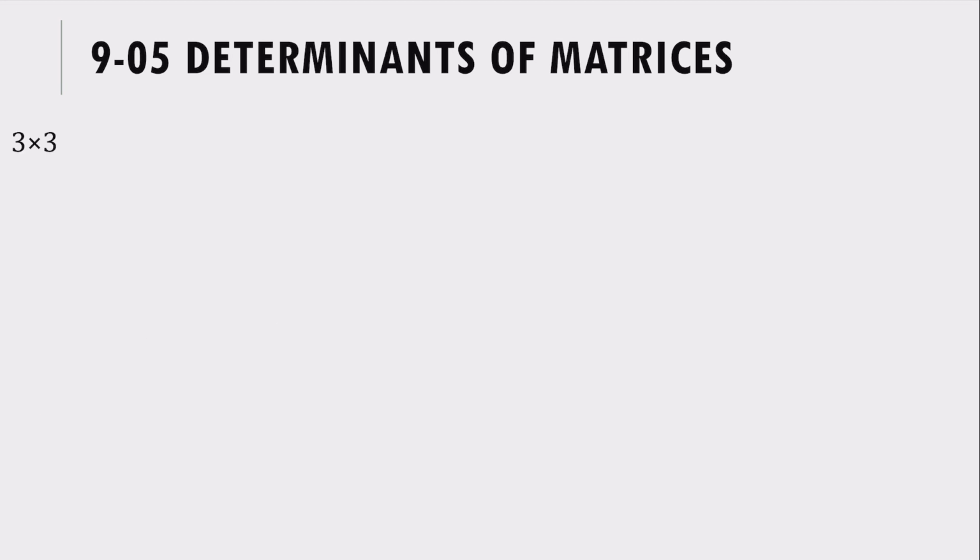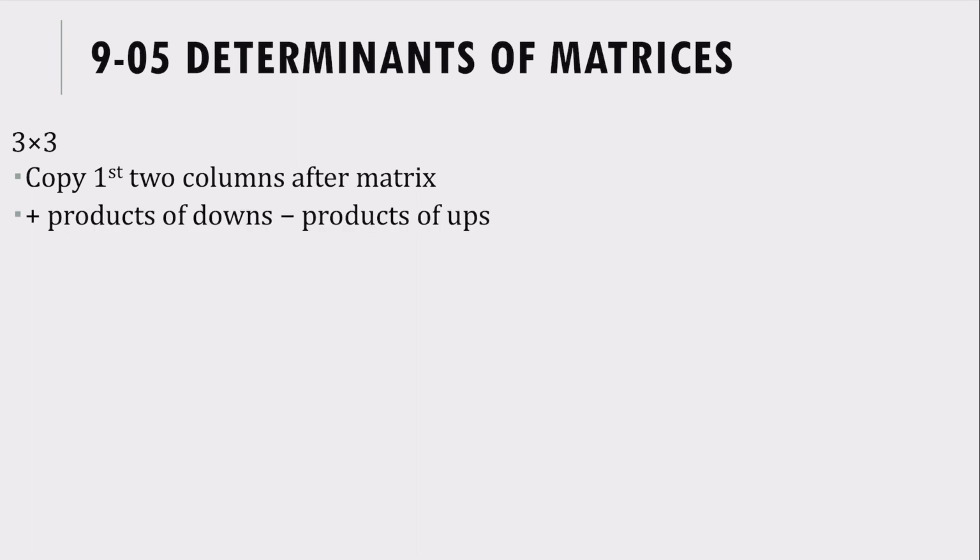The 3 by 3 matrix also has a shortcut to find the determinant. By the way, determinants can only be found for square matrices. What you do is copy the first 2 columns after the matrix, then it's the sum of the products of the downs minus the products of the ups. There we go. So we're going to copy the first 2 columns.